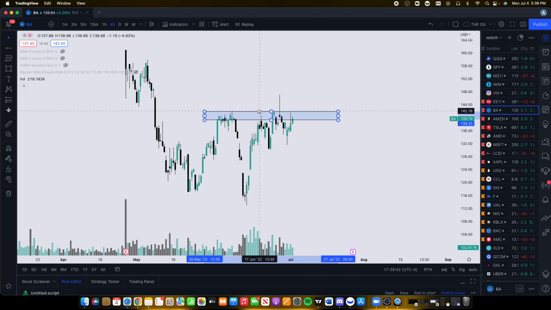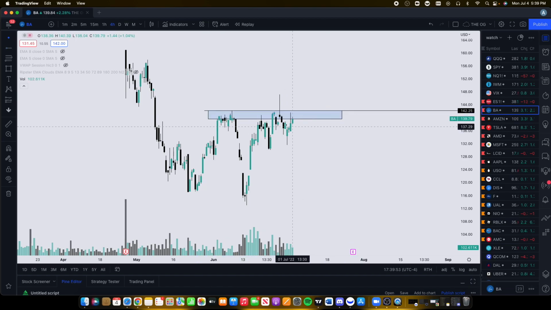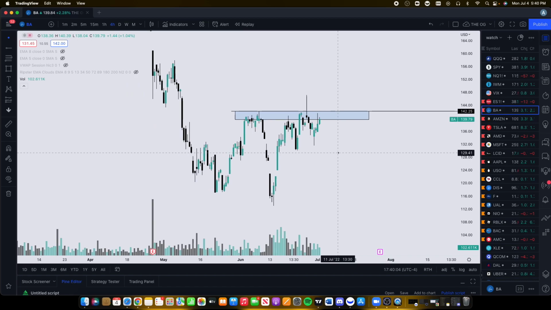So once price is able to break out of this key level and zone, break out of this zone, my key level here will be these highs here. That high here will be my key level. And this zone here is the main thing I'm looking at. So once price breaks out of this zone, then I'll be like, okay, it looks like it wants to push higher, and then we can go long.